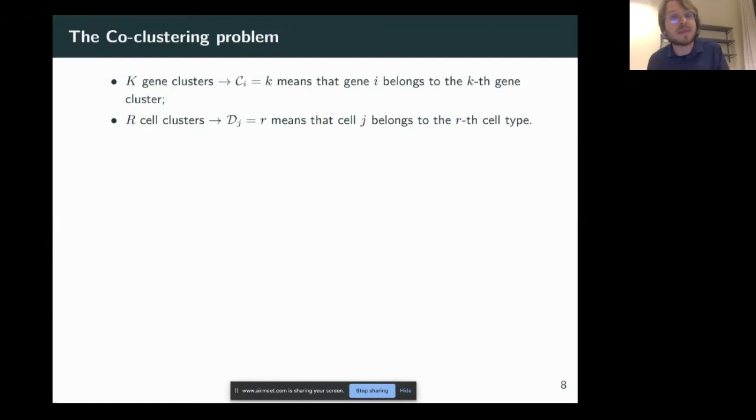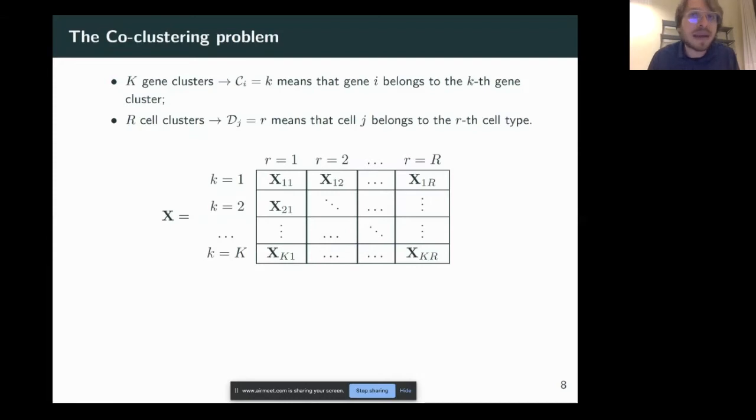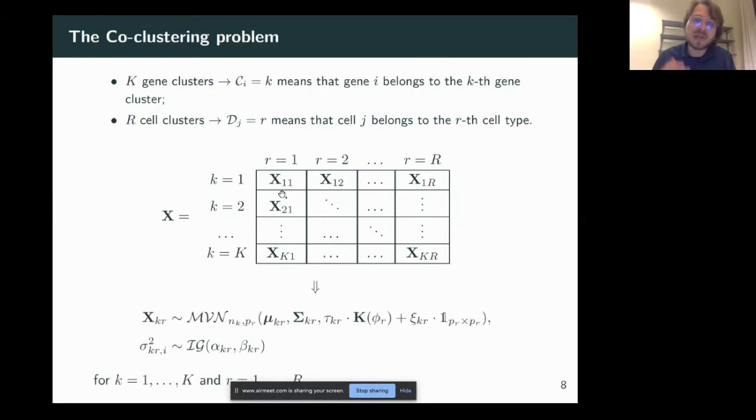Okay. But as I told you before, we don't have just a single type of cells. We have multiple types of cells, and also we might have even a cluster of genes. So the idea is that our data matrix can be split into rectangular blocks, which are even called co-clusters in the statistical literature. And each and every block, we assume is matrix variate normal distributed, with its own parameters, and even with its own spatial parameter and nugget effect.